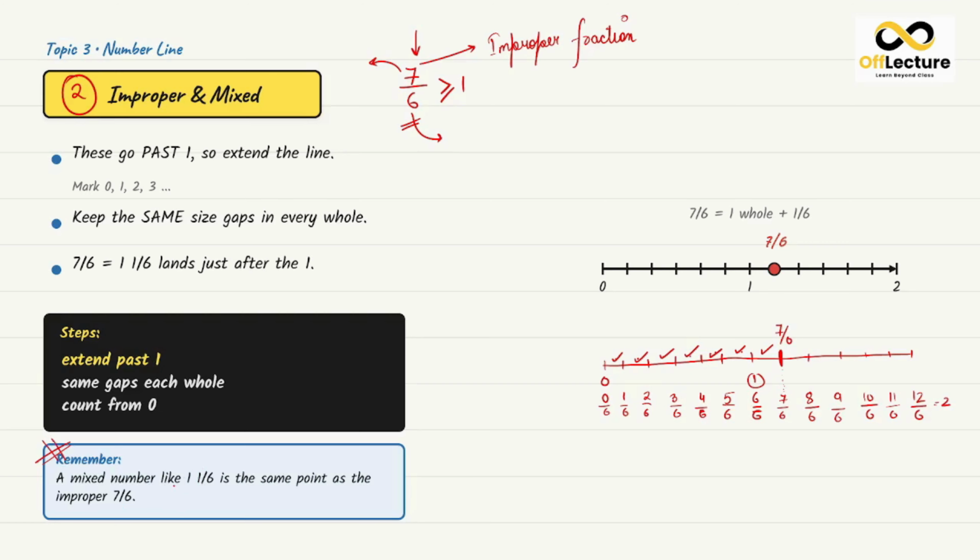Now we have understood how an improper fraction will come on the number line. Let's suppose we have a mixed fraction, which is 1 and 1 by 6. This is one whole part and this is the extra proper fraction. If we write 1 plus 1 by 6, this will become 7 by 6 only. So both will land on the same point on the number line.